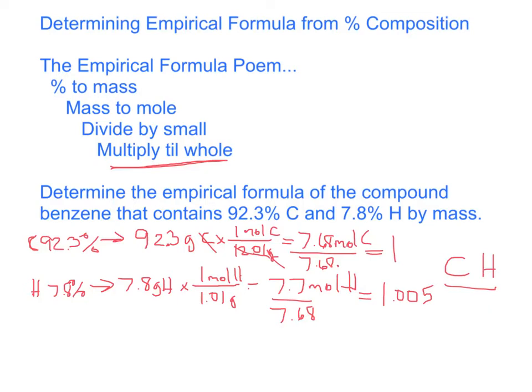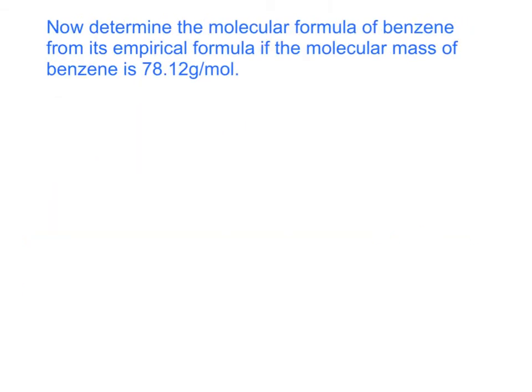All right. More practice ahead. So here we're going to add one more step to this problem. Remember, this empirical formula is CH, and we're going to go on to the next slide. We're asked in this next step to determine the molecular formula of benzene from its empirical formula. If you remember, we just figured that out. The empirical formula is CH.